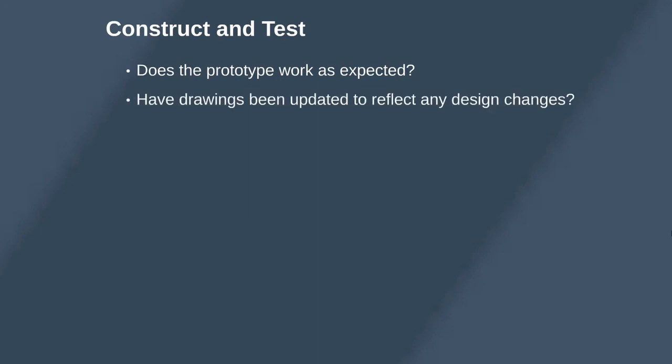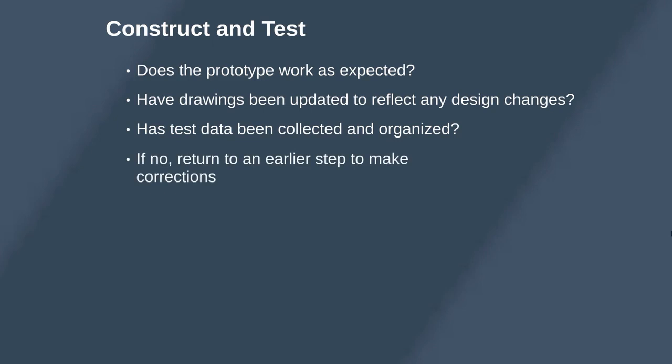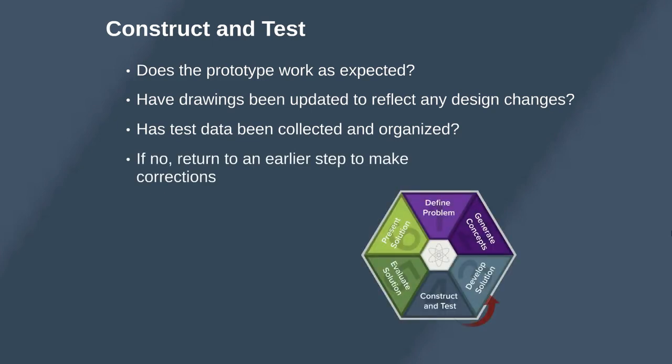Before moving on from step 4, ask yourself, does the prototype work as expected? Have your technical drawings and CAD models been updated to reflect any design changes? And has test data been collected and organized? If the answer to these questions is no, you should return to an earlier step in the design process to make some corrections to your design. If the answer is yes, then you're ready to move on to step 5.